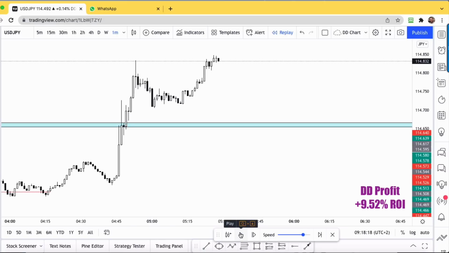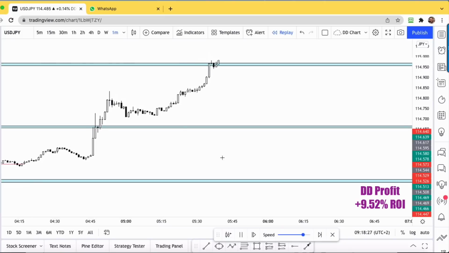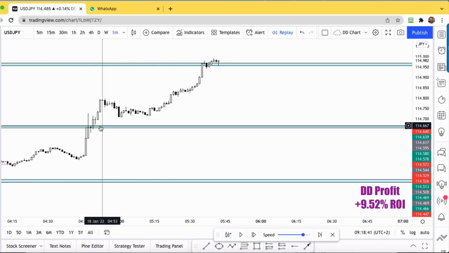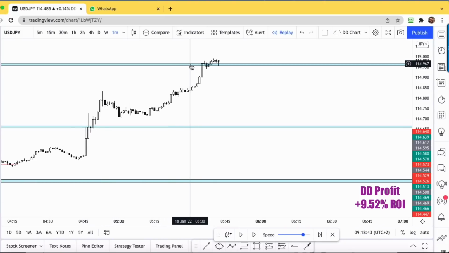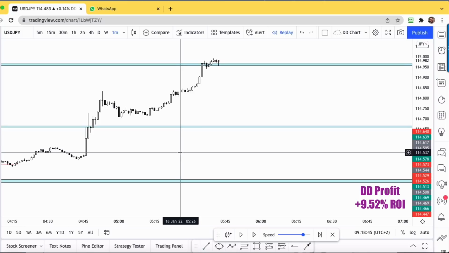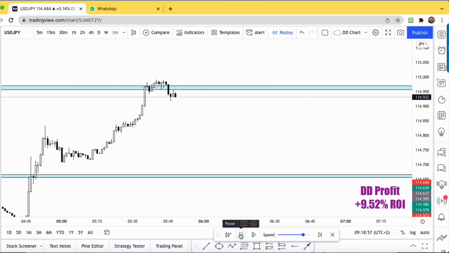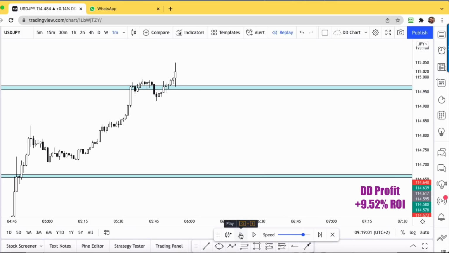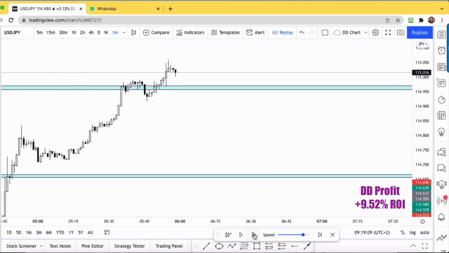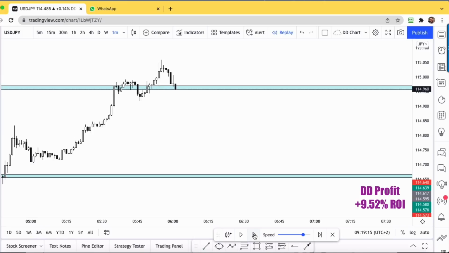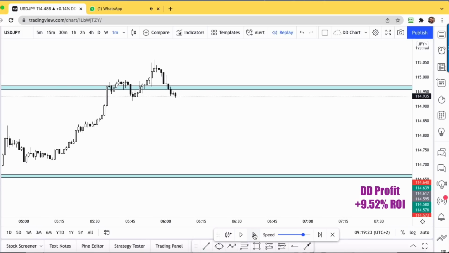Okay, it definitely is working, so keep that in mind. We actually took out this 4-hour support and then another one. So we are really trending up over here. Let's see what happens. We're ranging around this point over here. Okay, that's a breakout, kind of like a retest.